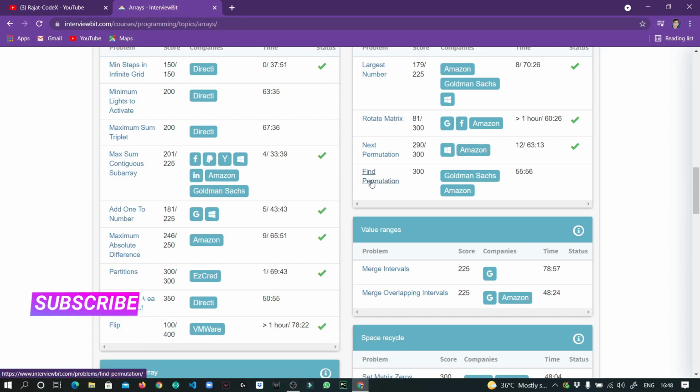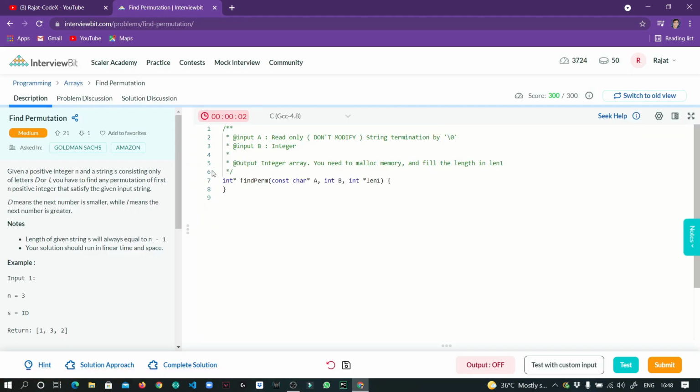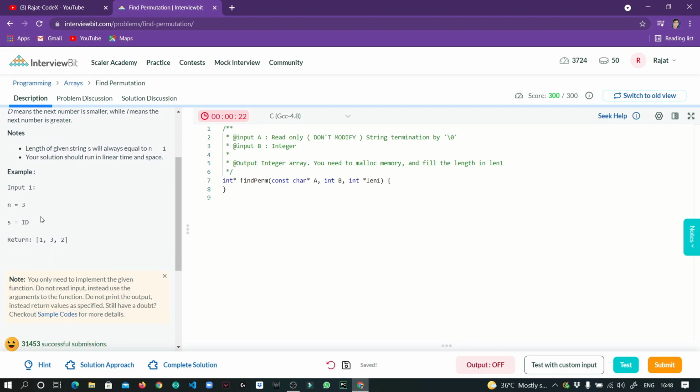Today we'll start with a new question, Find Permutation. Let's see what the question is asking. Given a positive integer n and a string s consisting only of the letters D or I, you have to find any permutation of the first n positive integers that satisfies the given input string. D means the next number is smaller, while I means the next number is greater. Let's see one test case.